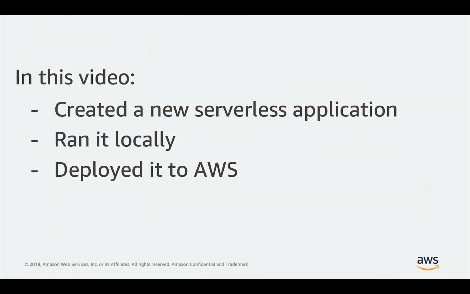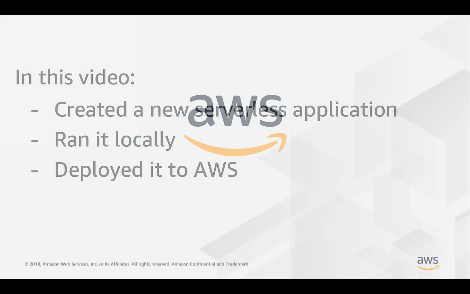So there you have it, the ability to create a new serverless application, do a local debug and run on your local machine using the SAM CLI, and then deploy the application to AWS.